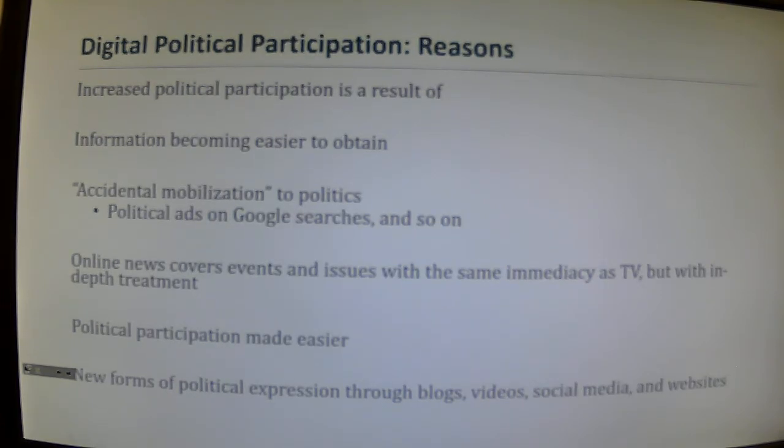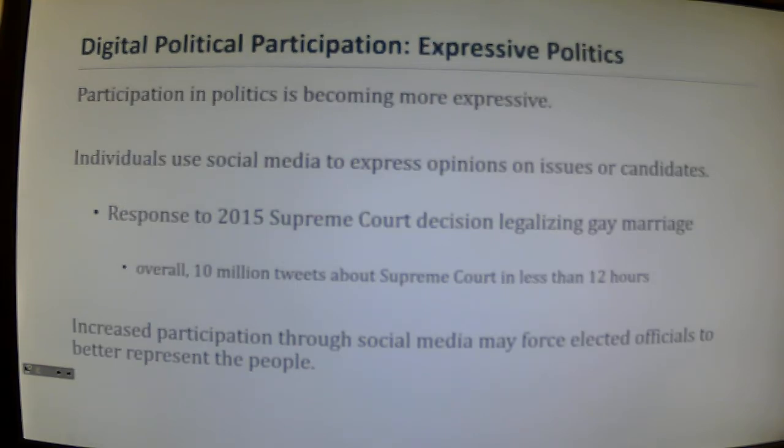Okay. Some of the reasons, again, for digital participation, we talked about this, it's a lot easier to deal with. So it makes your participation easier and it makes you feel like you're more involved. Politics is becoming more expressive, just probably not a good thing. I mean, it depends. It's more expressive in the sense that people are more vocal about it.